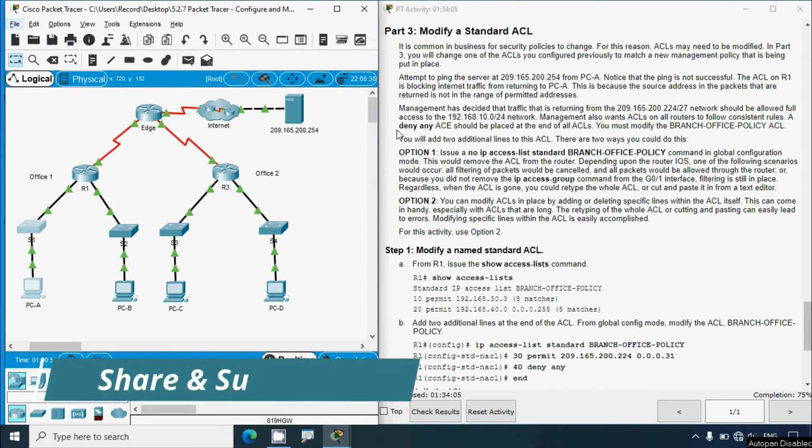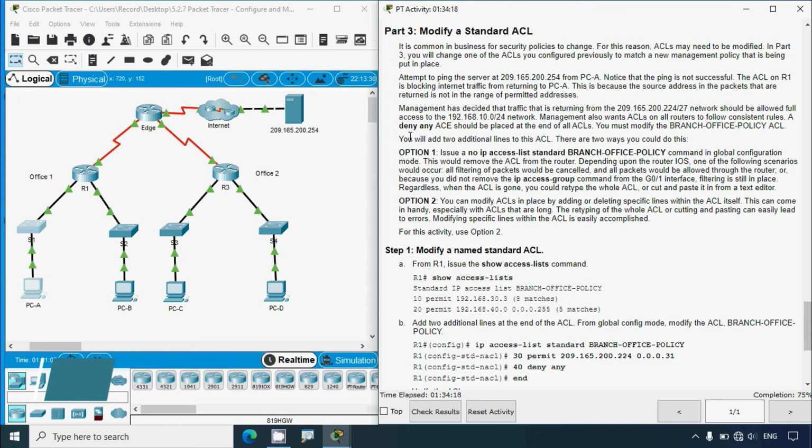Yes, actually we did not set this deny any command. Even though there will be an implicit deny, as per the Cisco rules, we have to set this deny any command. You will add 2 additional lines to this ACL. There are 2 ways you could do this. Here we can see option 1. Issue a no ip access-list standard branch-office-policy command in global configuration mode. This would remove the ACL from the router.